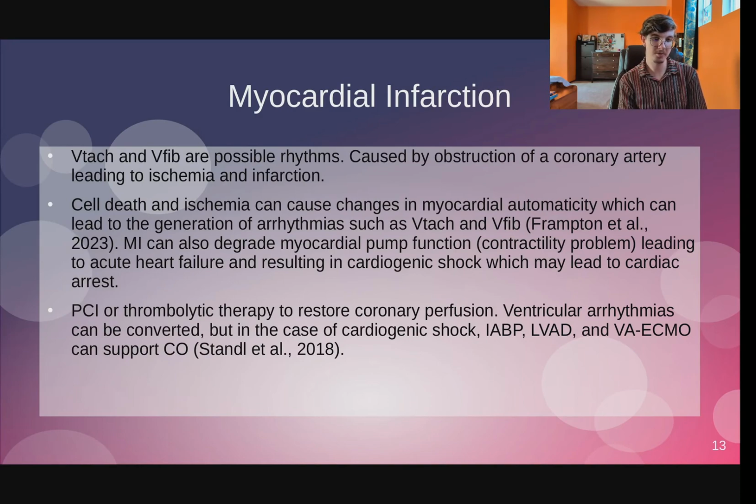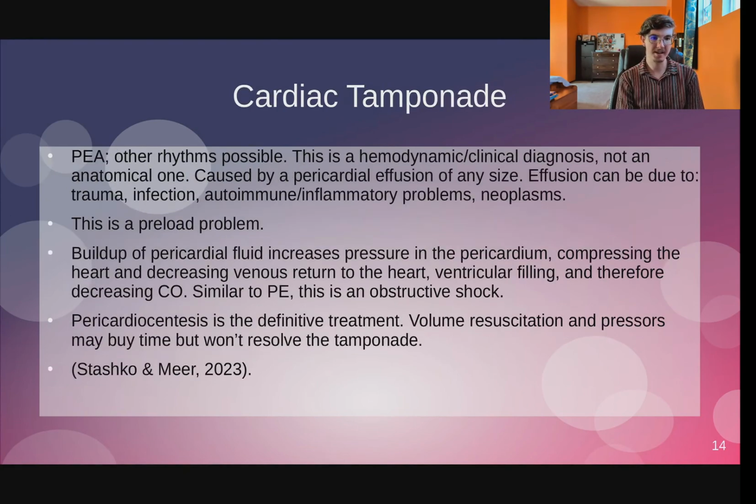What's the solution? Well, PCI or thrombolytic therapy restores coronary perfusion. Ventricular arrhythmias obviously should be defibrillated and treated appropriately, but if your patient has cardiogenic shock physiology, something like an intra-aortic balloon pump, a left ventricular assist device, or VA ECMO can all support cardiac output. This is the patient where you might see them in the CV ICU on ECpella or something like that. Next up, we have cardiac tamponade. This one also tends to present as PEA. Other rhythms are possible.